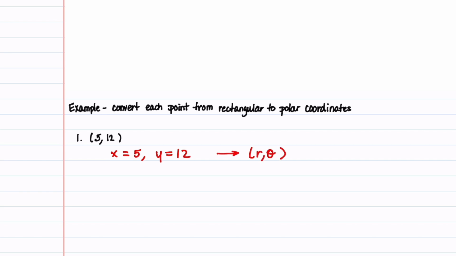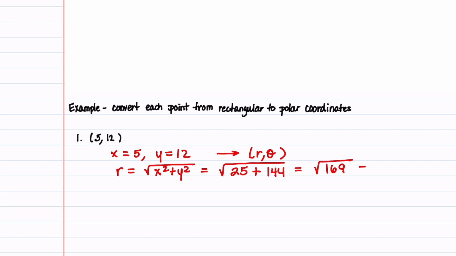R and theta. R is equal to the square root of x squared plus y squared. This is the square root of 5 squared, which is 25, plus 12 squared, which is 144. And this is the square root of 169, which is equal to 13.